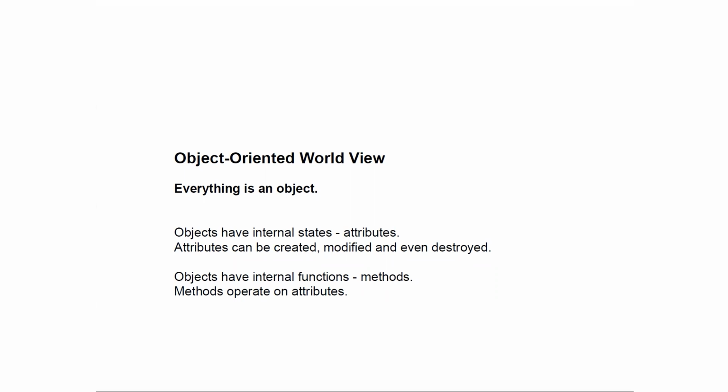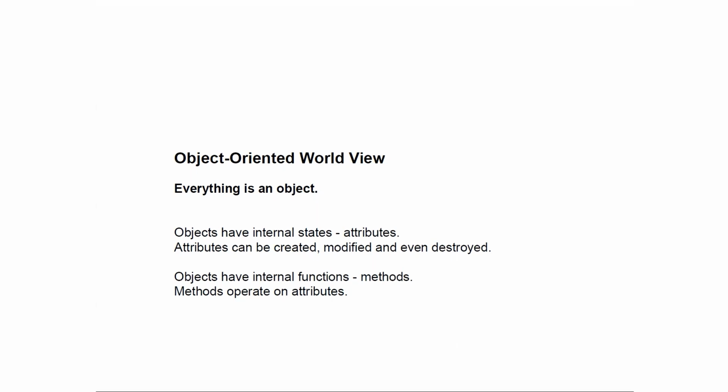And these objects have internal states. It's basically some data that is internalized in the object, and these we call attributes. When I create an object, for example in Python, I will call these internal states, this information, attributes of an object. And these attributes can be created, modified, or destroyed, which just means deleted. And these objects also have internal functions. And these functions I will call methods. In the object-oriented paradigm, these internal functions of an object are called methods, so I'll just try to use the same word. And these methods operate on attributes.